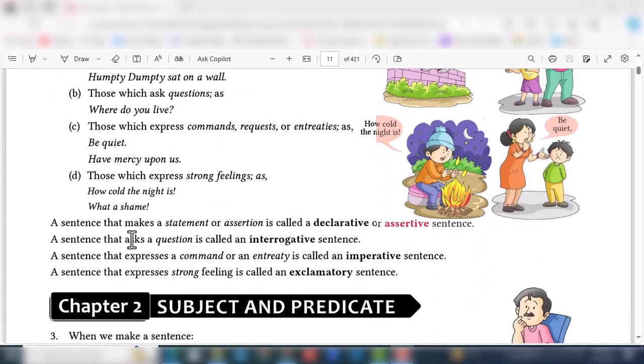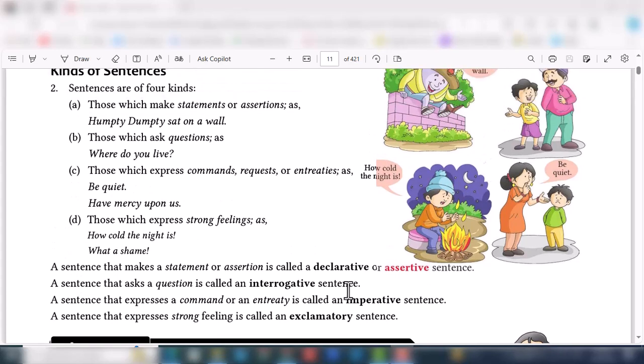So these are some definitions. A sentence that makes a statement or assertion is called a declarative or assertive sentence. A sentence that asks a question is called an interrogative sentence. A sentence that expresses a command or request is called an imperative sentence. A sentence that expresses strong feeling is called an exclamatory sentence.